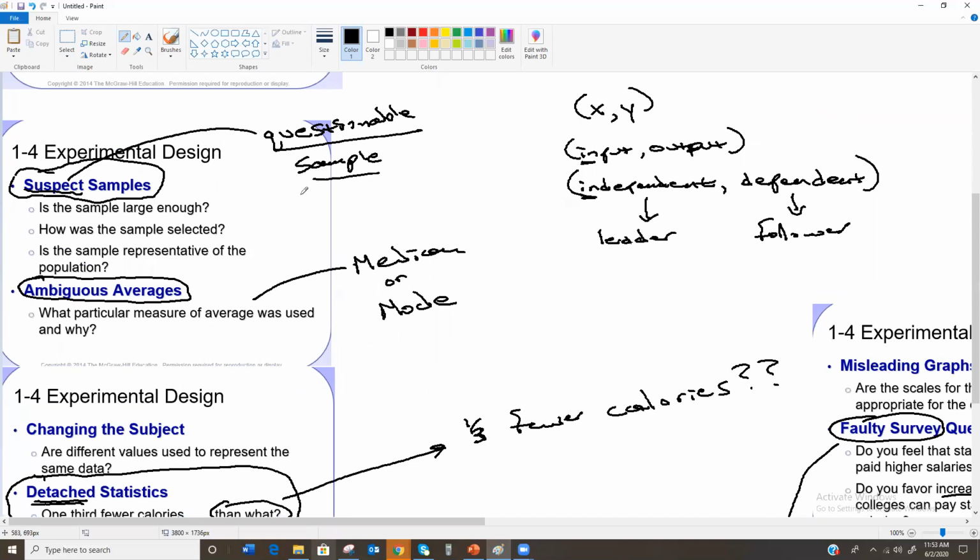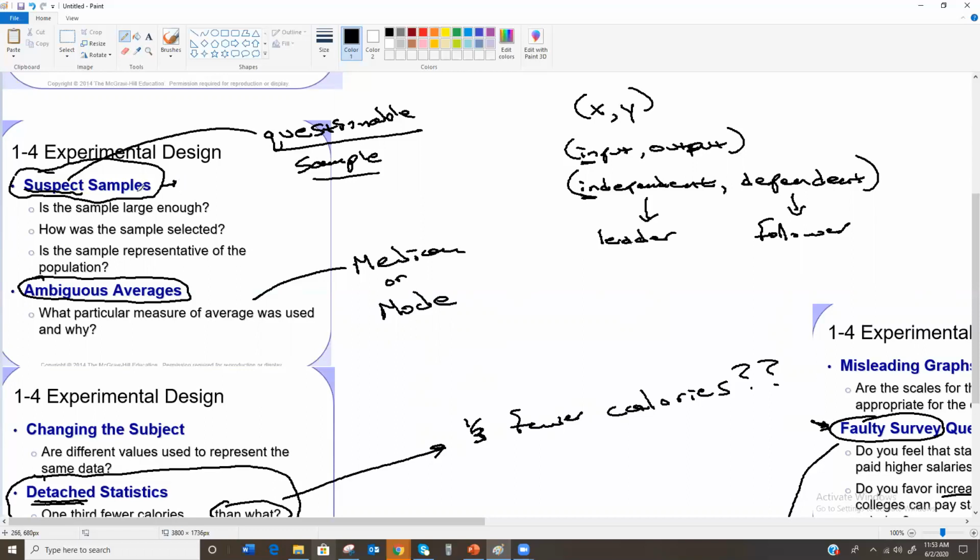So if I ask people that are coming out of a Star Wars movie, let's say, if they like science fiction, would that be a faulty survey question? Do you like science fiction? Or would that be a suspect sample, asking the people that are coming out of the Star Wars movie? Suspect sample, because of course people coming out of a Star Wars movie are probably more likely to like science fiction.